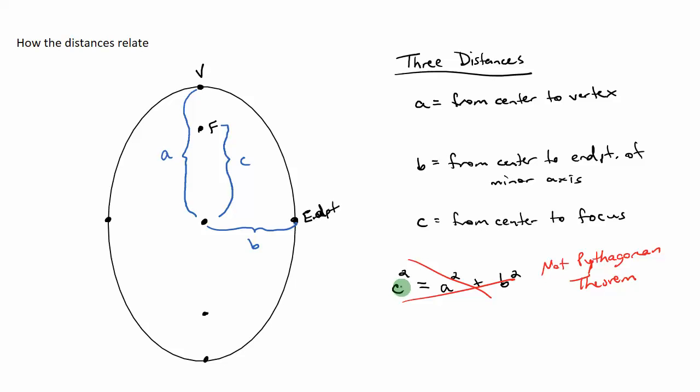Now, that wouldn't make sense anyway, right? If you want to know c squared, you could add a squared and b squared. If you did, that would mean c is the biggest distance because you'd basically have to be adding a and b to get c, all right? C is not bigger than A. A is always bigger than C. You can tell from the picture. A vertex is always further away than a focus in an ellipse. So instead, we have c squared equals a squared minus b squared.